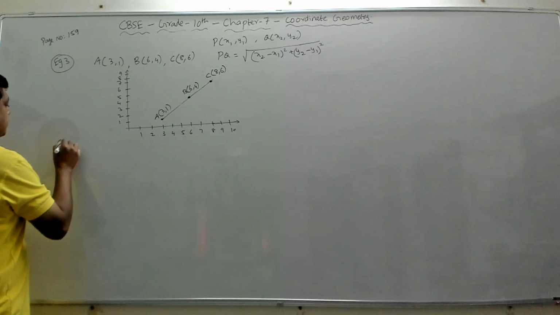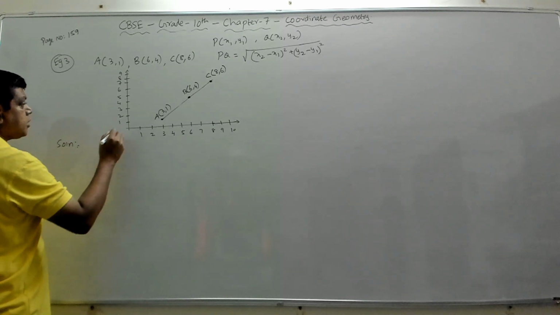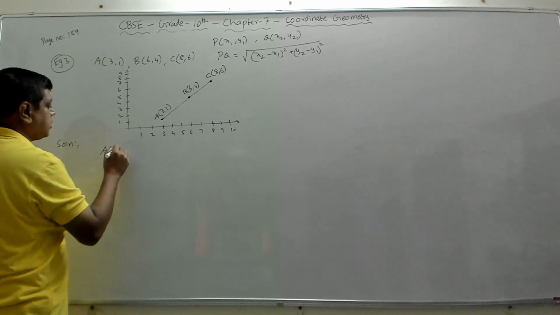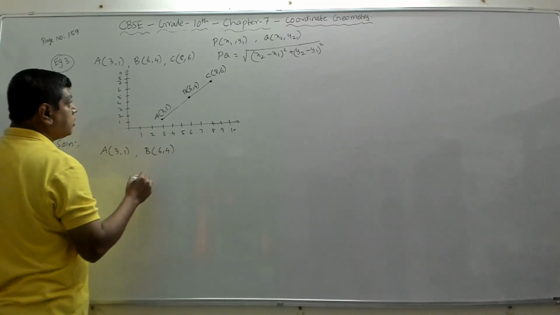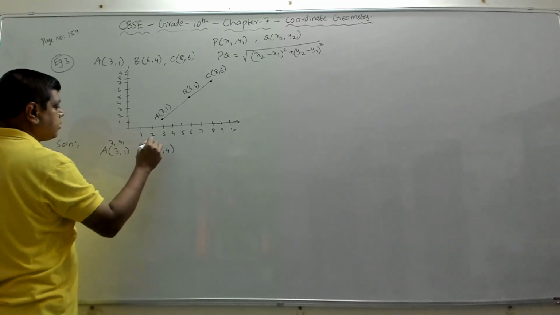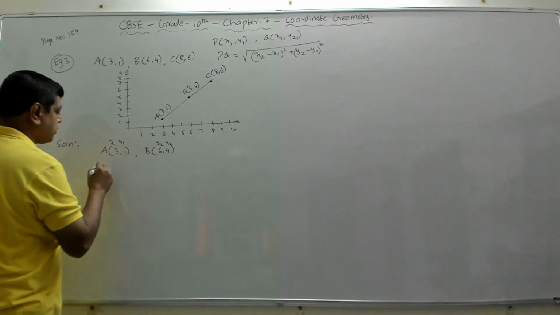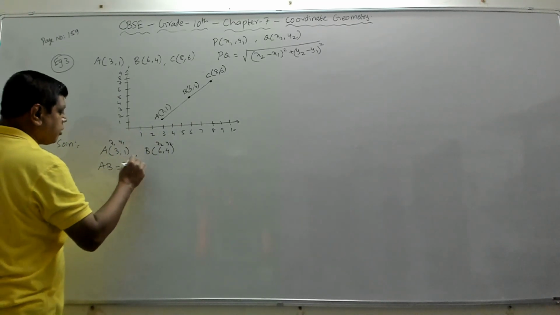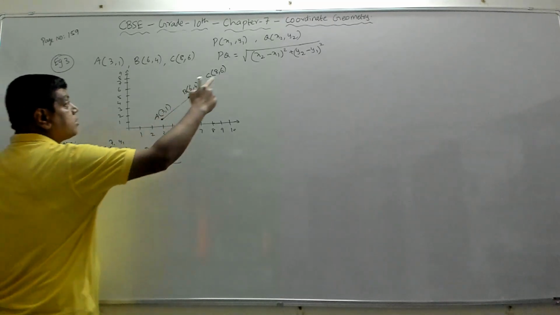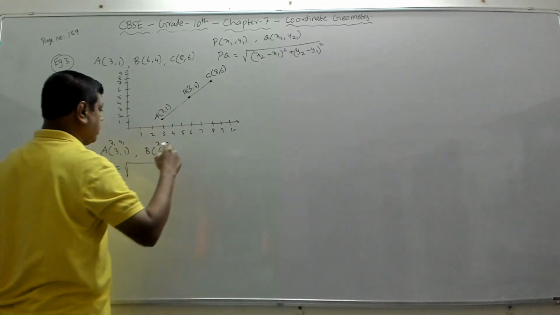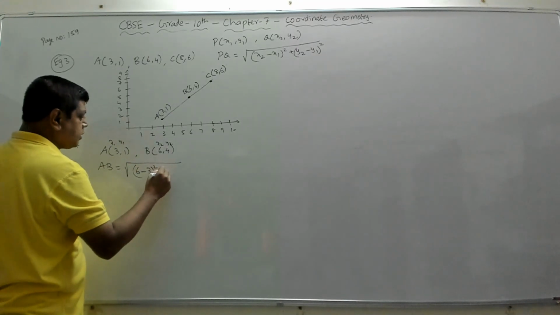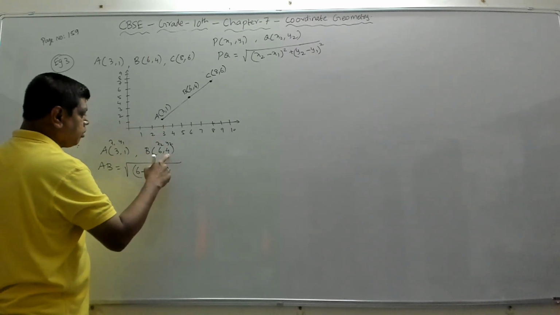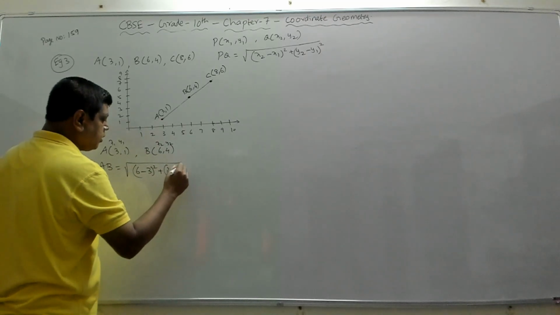So the solution is, let's find the distance between A and B. A is (3, 1) and B is (6, 4). We'll take this as x1, y1 and this point as x2, y2. Then AB is the square root of (x2 minus x1) the whole square plus (y2 minus y1) the whole square. This is the distance formula. So x2 is 6 minus x1 is 3 the whole square, plus y2 which is 4 minus y1 which is 1 the whole square.